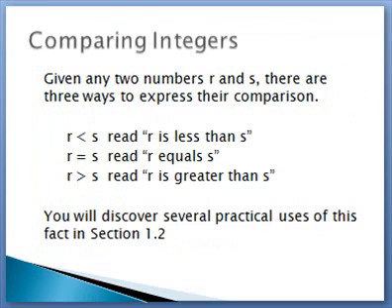Comparing integers. Given any two numbers r and s, there are three ways to express their comparison. R is less than s, read as r is less than s. R equals s, read as r equals s. R is greater than s, read as r is greater than s. You'll discover several practical examples of this fact in section 1.2.